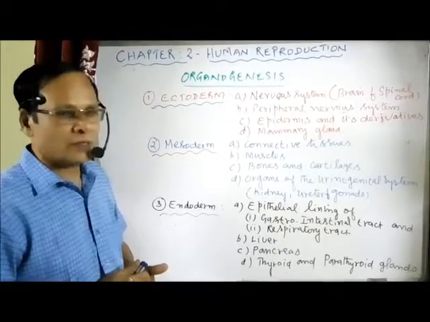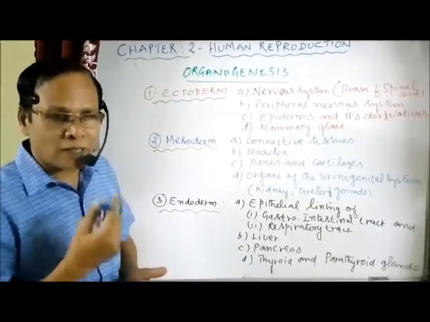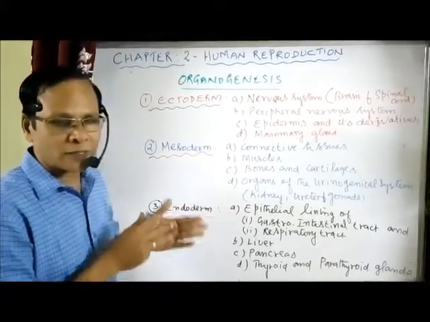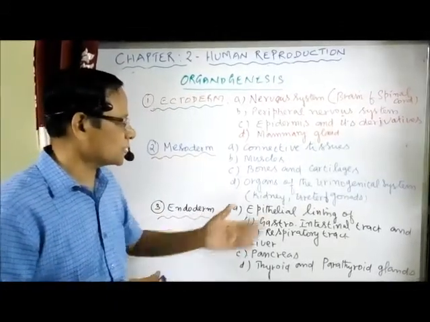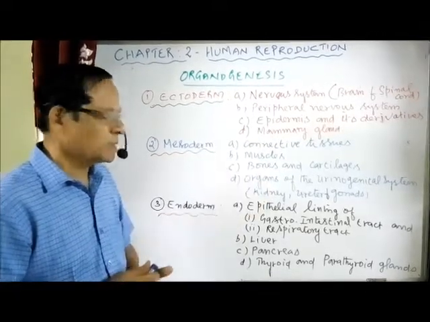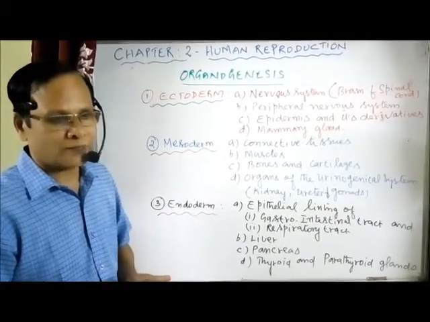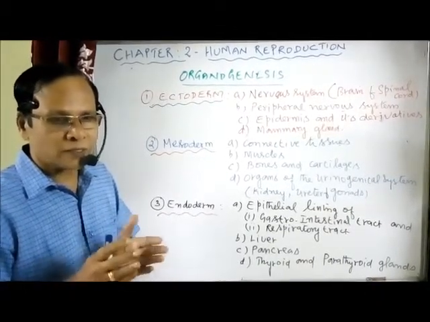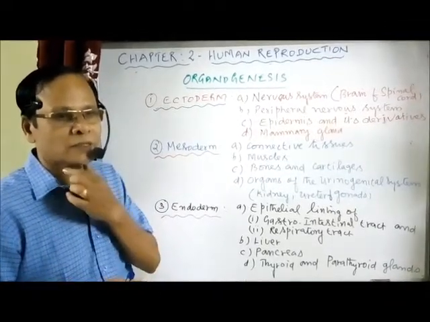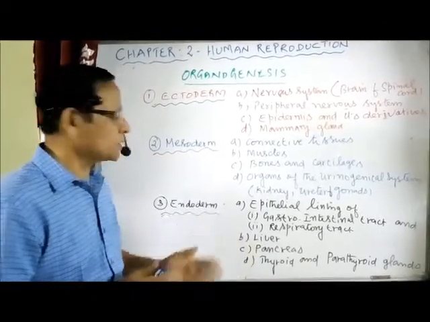Now the endoderm: the epithelial lining of the digestive tract and the respiratory tract. The lungs also develop only from the endoderm, though I have not mentioned it here, only the epithelial lining of the digestive tract as well as the respiratory tract. The digestive tract is otherwise called the gastrointestinal tract. And also the associated digestive glands like liver and pancreas, and also the endocrine glands present nearer to the digestive tract and alimentary canal. The thyroid gland and the parathyroid glands also develop only from the endoderm.